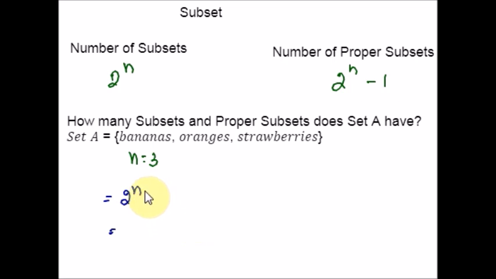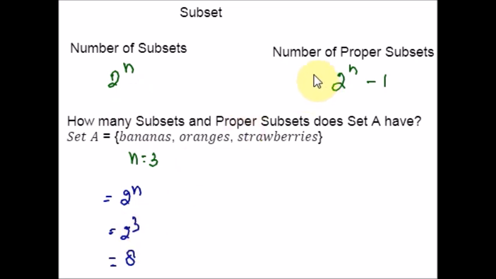To find the number of subsets, just replace n by 3 here. So 2 raised to n is nothing but 2 raised to 3 here. 2 raised to 3 is nothing but 2 times 2 times 2, which is equal to 8. So this is how we find the number of subsets. Just find the total number of elements in the given set, replace n by the number of elements and then work out the exponent.